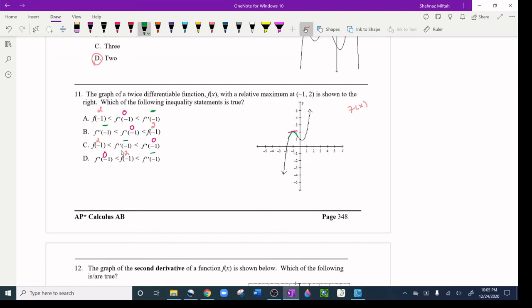Now check how it goes. 2 is less than 0. That's wrong. That's not how it goes. The statement is incorrect. Negative is less than 0, and 0 is less than 2. Yeah, makes sense. 2 less than negative? No. 0 is less than 2, and 2 is less than negative? No. So the answer is B.